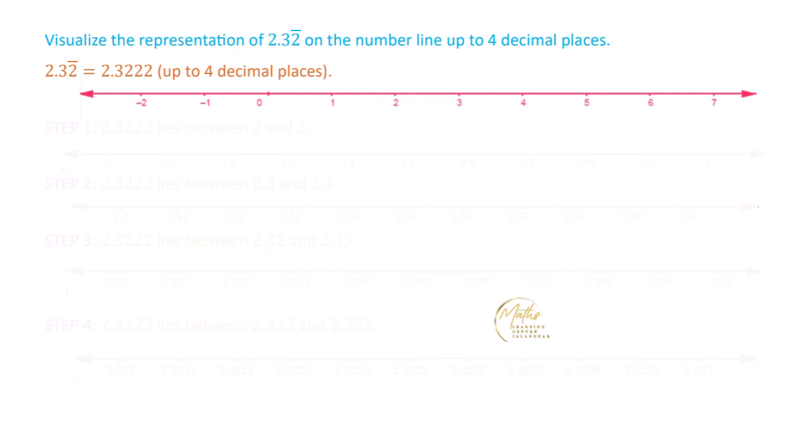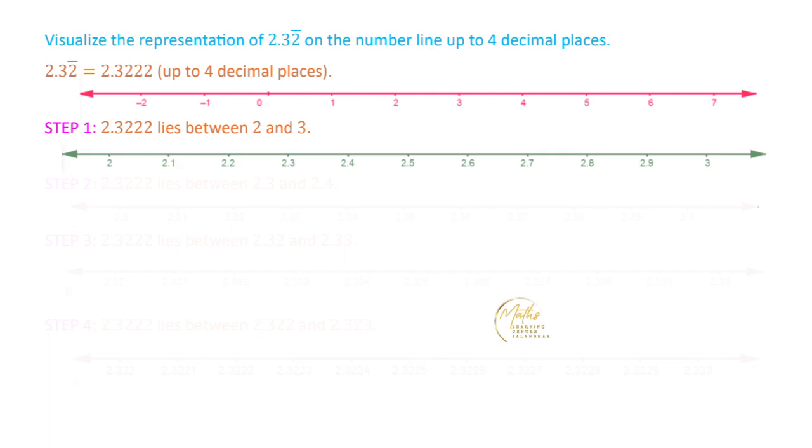So the next step is, since this number lies between 2 and 3, we magnify this portion between 2 and 3, and we obtain the representation of the number line in this form. This is the point 2, and this is the point 3. We have divided this portion between 2 and 3 into 10 parts. Now this number will lie between 2.3 and 2.4, so we are going to magnify the portion between 2.3 and 2.4.